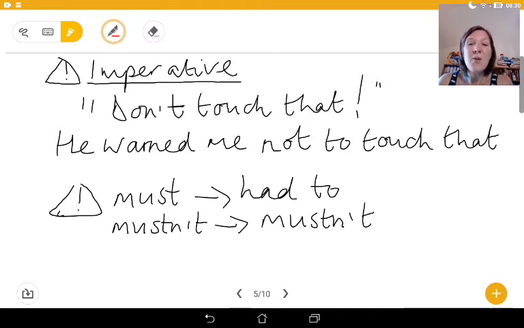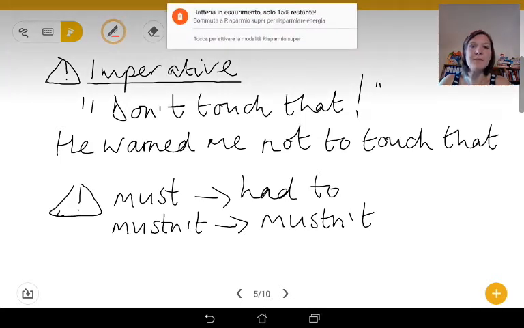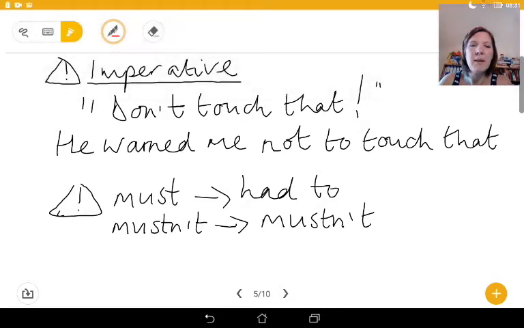Just a quick note here that I've written about the imperative form. If you have to report an imperative, okay, let's try and finish this part of the video before my battery dies. So we have the imperative, don't touch that.